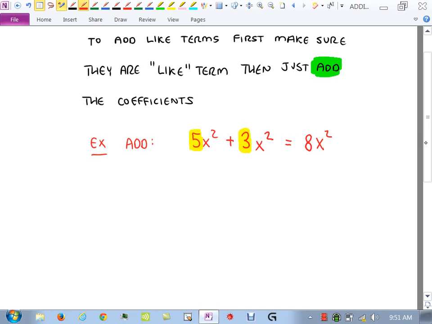All right, let's try another one. Why don't we add negative xy plus 4xy minus 7xy plus 2.